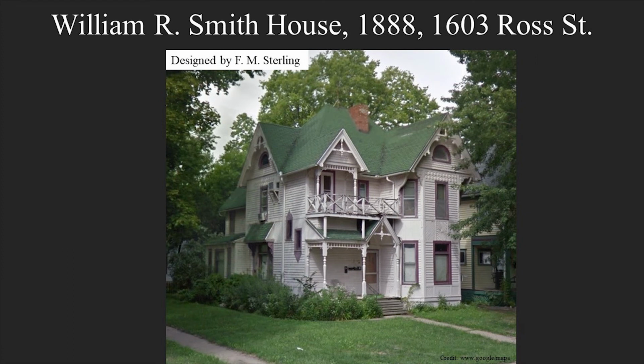William Remsen Smith, a lot like D.T. Hedges on the north side, built many houses, speculative houses, on the west side, including this house at 1603 Ross Street in 1888. This structure was designed by Frederick Miller Sterling.